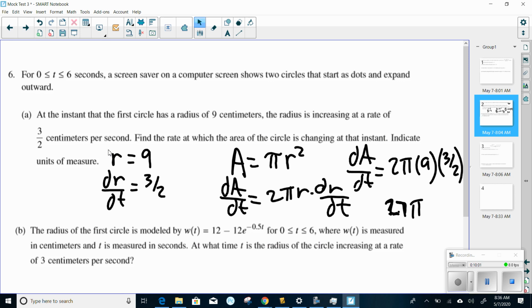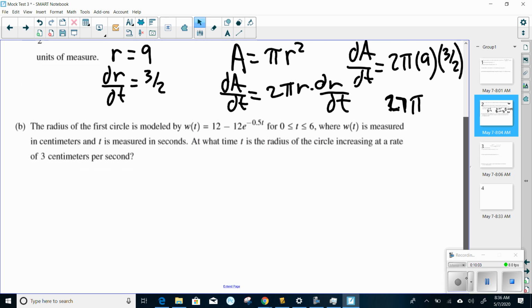Okay, part B says the radius of the first circle is modeled by that function, where W(t) is measured in centimeters and t is measured in seconds. At what time t is the radius of the circle increasing at a rate of 3 centimeters per second? Let's take a look at that.